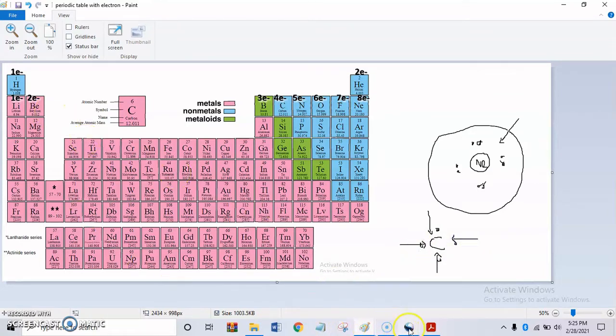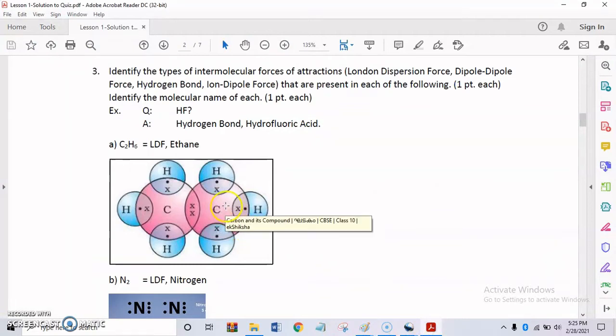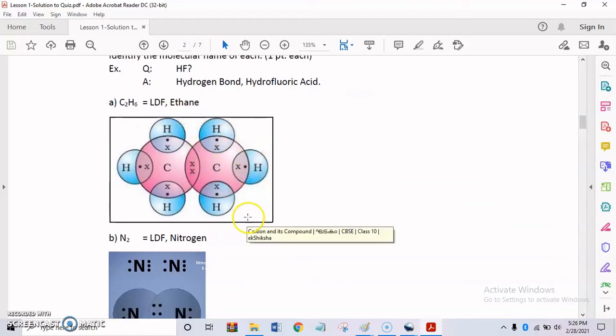Kaya, ayan. Ito siya, masasabi natin na non-polar si carbon kasi pag sinabing non-polar, equally shared yung kanyang electrons. Okay? Kumbaga si carbon, nagbe-bear siya positively, and then si hydrogen, nagbe-bear siya negatively. They equal each other, kaya siya non-polar. So, London dispersion force, and this is ethane.